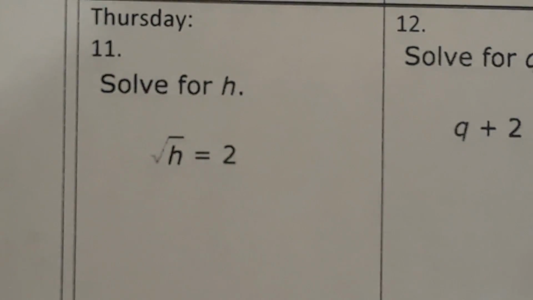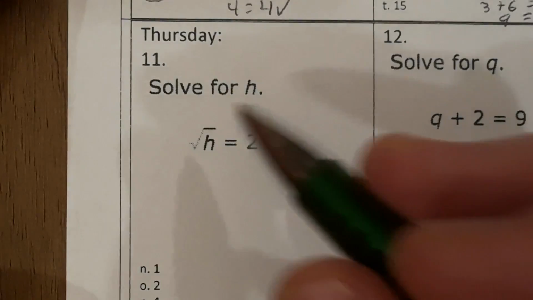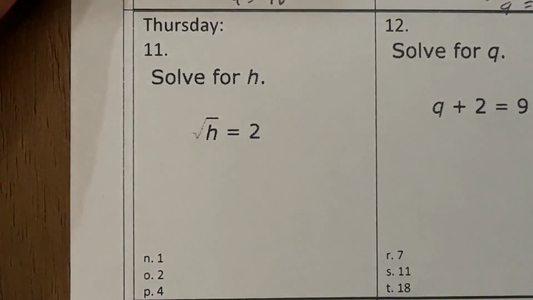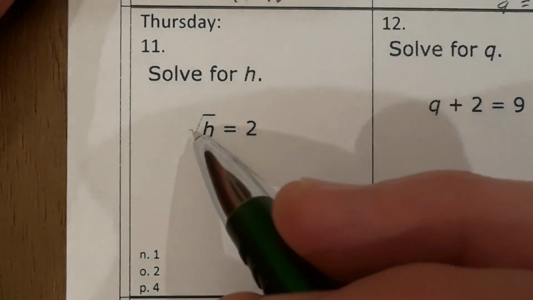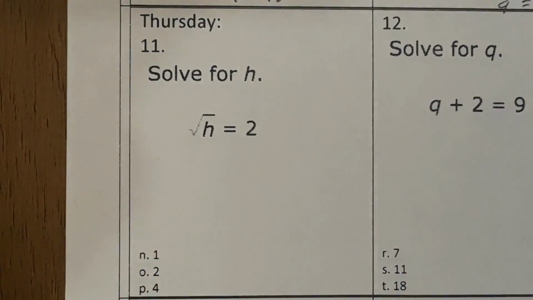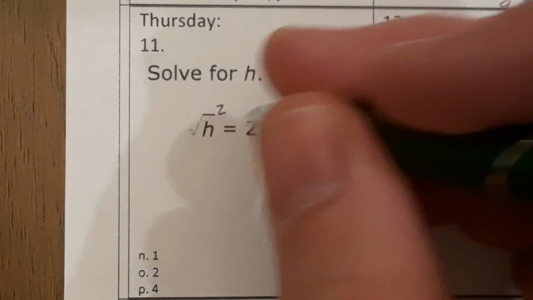Alright, here we go. Thursday, solve for h. The square root of h equals 2. Now, I'm going to make you think a little bit more today. Think about, well, what is the opposite of square root? And that is correct. If you said the opposite of square root is squared, you got it right.